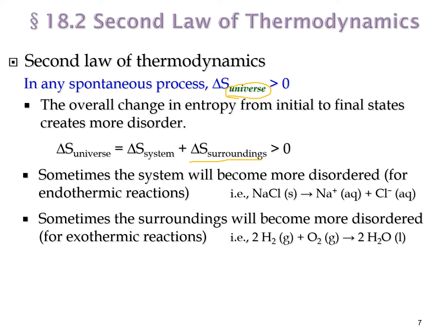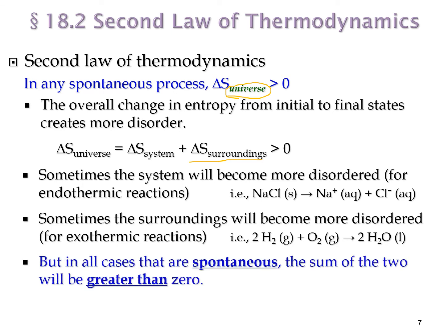Sometimes we see the system becomes more disordered because of an endothermic reaction. And sometimes we find our surroundings become more disordered if we burn something in an exothermic reaction, right? But nevertheless, for all cases that are spontaneous, the sum of the two must be greater than 0. We cannot just focus on one. We have to consider both.